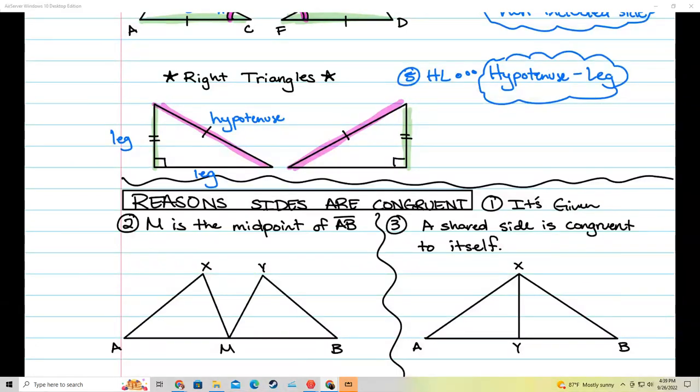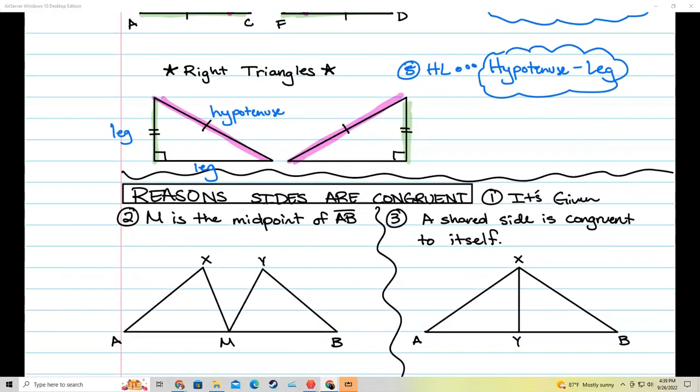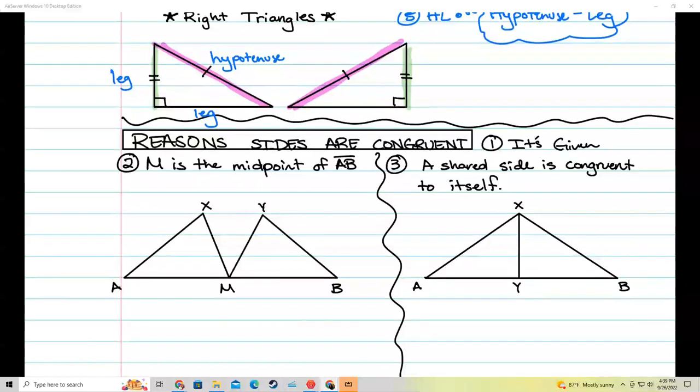Reason number 2 why sides are congruent is because they'll tell you something is a midpoint of something else. Now, that one is not given, because you have to kind of reason your way out of that one. So let's look at reason number 2. It says M is the midpoint of AB, and I have a picture for you right here.